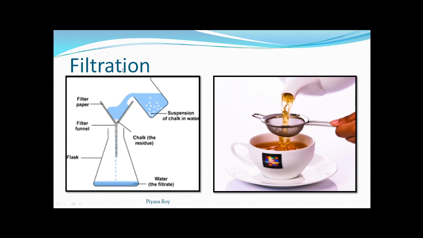Coming to this picture, here we have taken chalk in water. Chalk cannot dissolve in water, so it floats in the water. How do we separate that? We use a filter paper, which is nothing but a paper cone. We place it in this funnel and pour the water and chalk mixture through the filter paper. As the filter paper has very small holes, it allows only the water to pass through its holes.